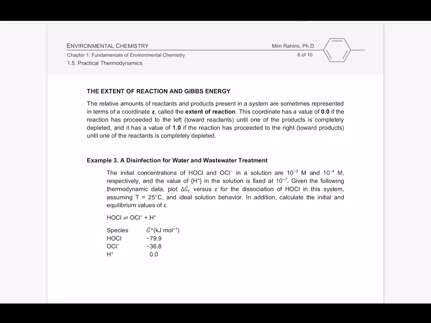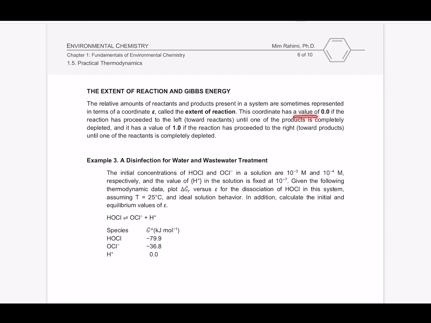And then going from an extent of reaction to the equilibrium extent of reaction, we're dealing with a dynamic delta G. So delta G is also changing. So one of the good practices is to trace how delta G is changing as a function of the extent of reaction. So the formal definition of the extent of reaction is: the relative amount of reactants and product present in the system are sometimes represented in terms of the coordinate epsilon, called the extent of reaction.